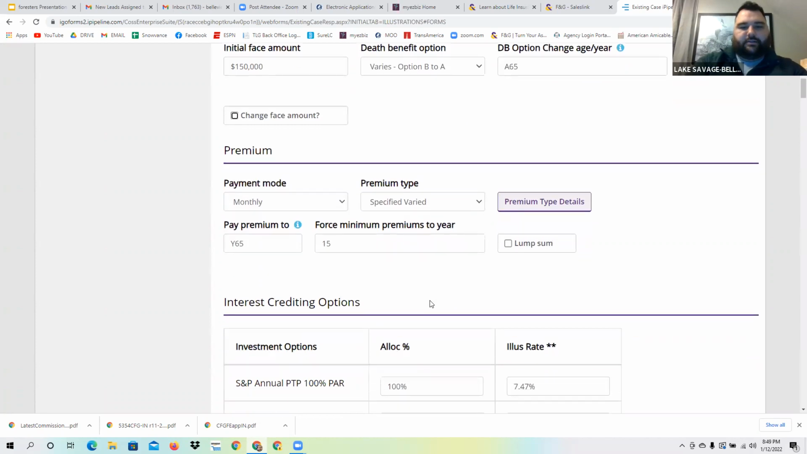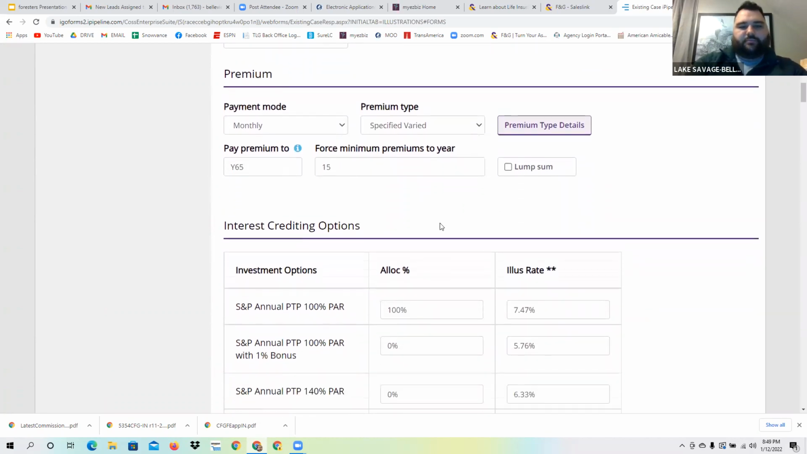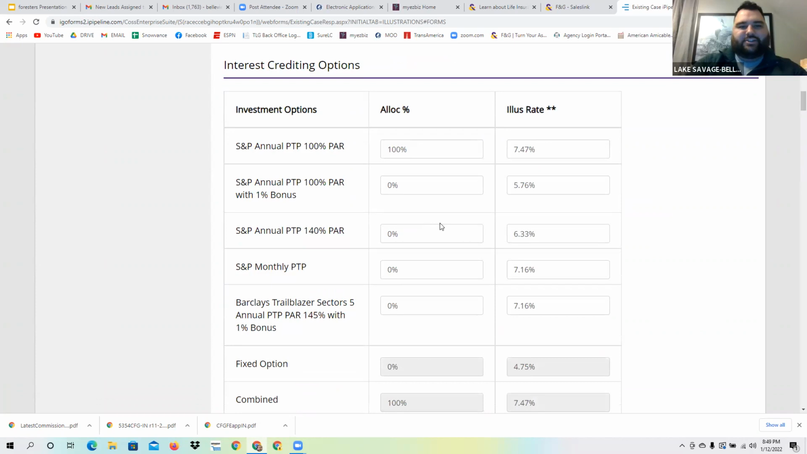All right. We don't need to worry about premium. Now, interest crediting options. These are all the options that the parents are going to have access to. S&P annual point to point. What's point to point mean? Point to point pretty much means that, let's say last year the market did 30%. You're going to get 100% of the participation rate. So let's say the cap is 13%. You're going to earn 13% on your next year.